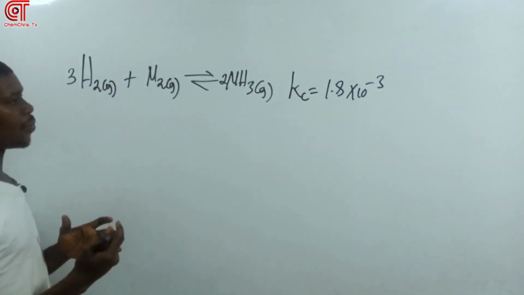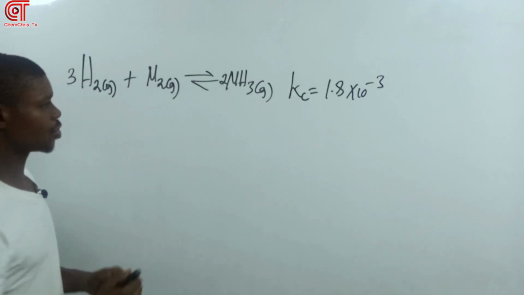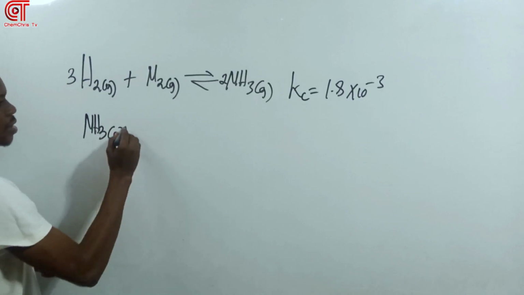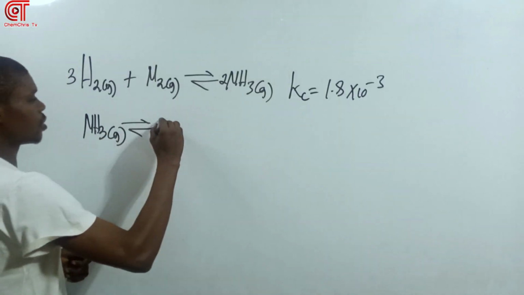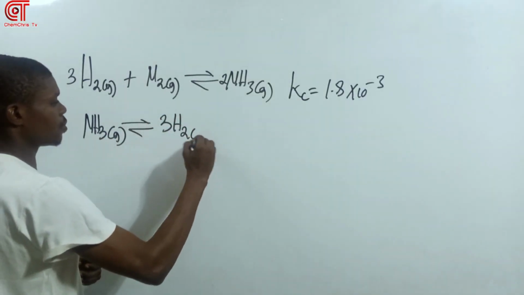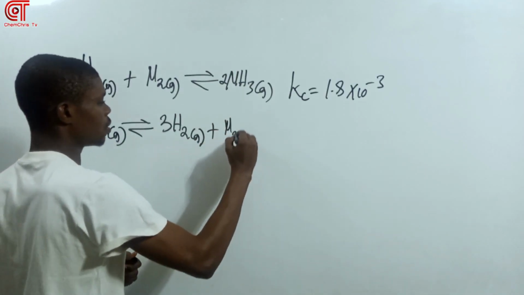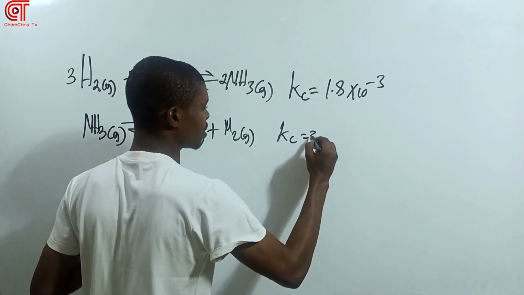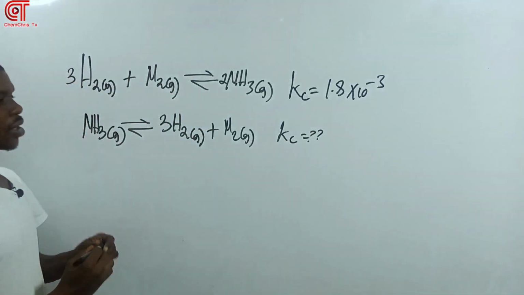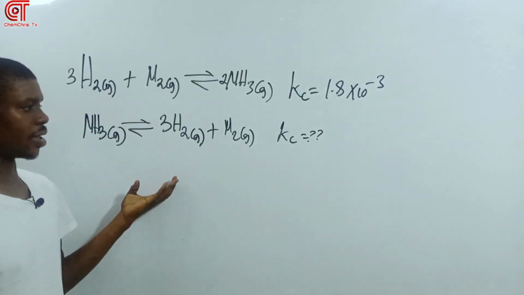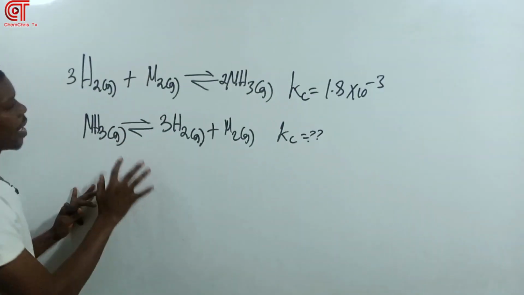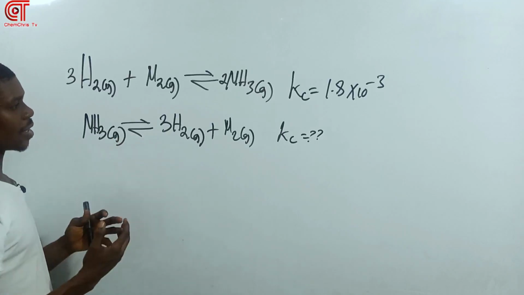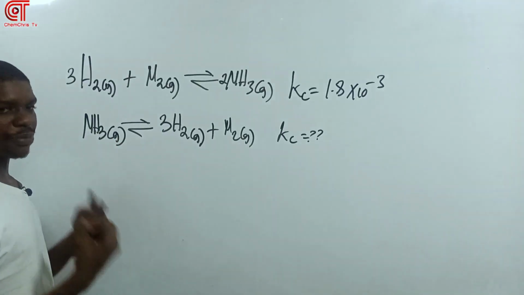So, for example, here we have a second reaction, NH3 gas giving 3H2 gas plus N2 gas. And you're being asked to calculate the Kc for this reaction. So what will be the Kc of this reaction here? Now, these two reactions are the same reaction, but they are related, just with a little change I've made.